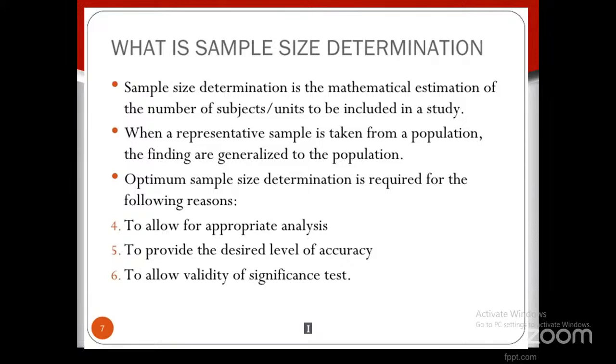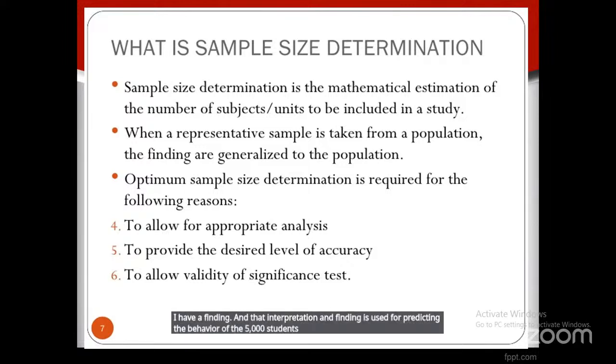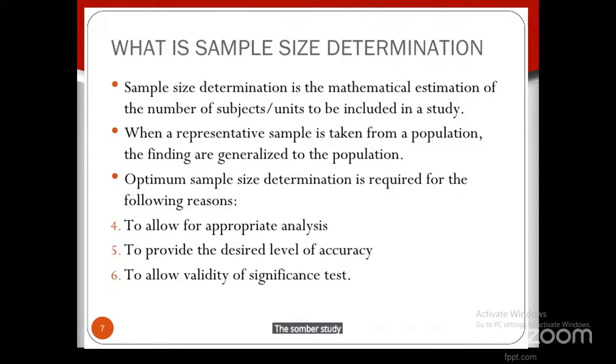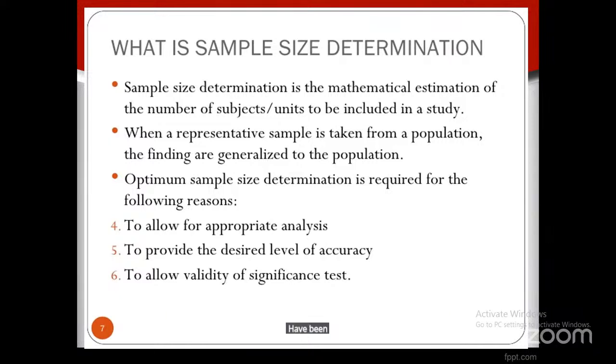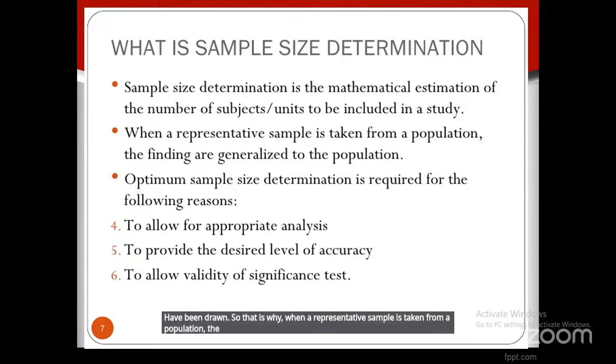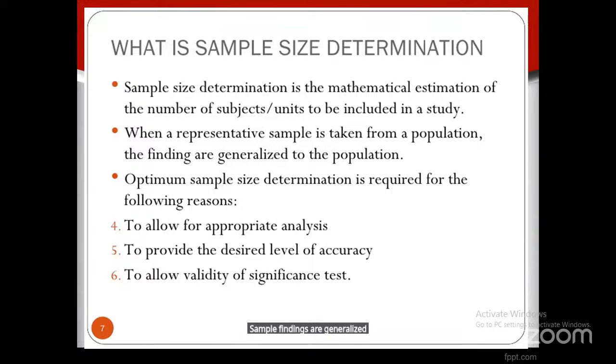I have a finding. And that interpretation and finding is used for predicting the behavior of the 5,000 students studying in this institution. Technically speaking, statistically speaking, the sample statistic is used for predicting the unknown value of the population parameter. The sample study result shall be utilized for predicting the behavior of the population from where samples have been drawn. So that is why, when a representative sample is taken from a population, the findings are generalized to the population.